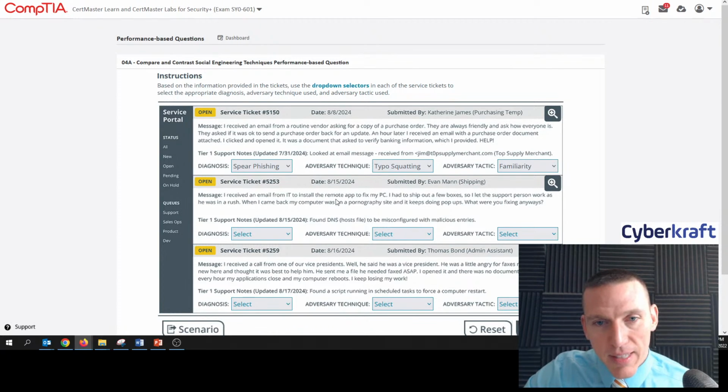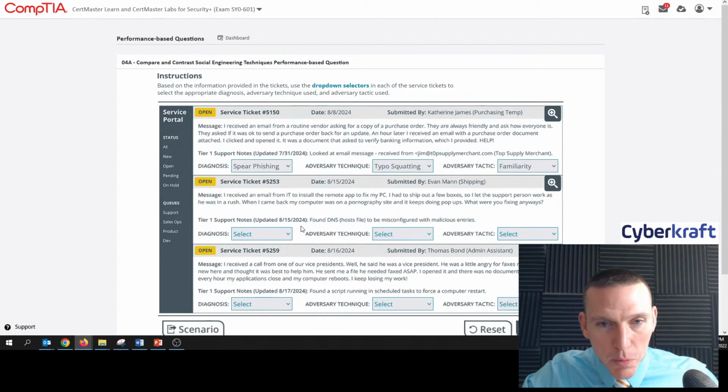I received an email from IT to install the remote app to fix my PC. Now that's interesting. It says the remote app. I had to ship out a few boxes, so I let the support person work as he was in a rush. Okay, that's an indicator right there. When I came back, my computer was on a pornography site, and it keeps doing pop-ups. What were you guys fixing anyway? So Evan's a little annoyed here. I would be too.